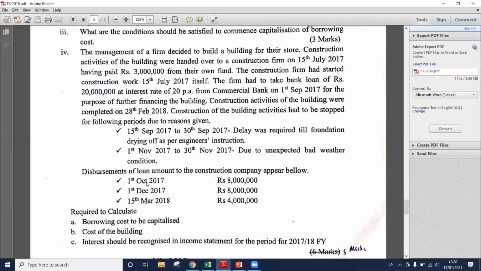Right? See, on 1st of October 2017, we have disbursed 8 million. On 1st of December 2017, we have disbursed another 8 million. And on 15th March, we have disbursed 4 million, right? So that is what it says here. It should incur expenditure for the assets. Loan එක ගන්නවා කියලා කියන්නේ අපි asset එකට expense කරන්න පටන් ගන්නවා කියන එක නෙවෙයි. එහෙනම් ඔය ගත්ත loan එක අපි construction company එකට disperse කරන්නේ කවද්ද? Those dates we need to consider as the dates which we incur expenditure for the assets, right? Okay.